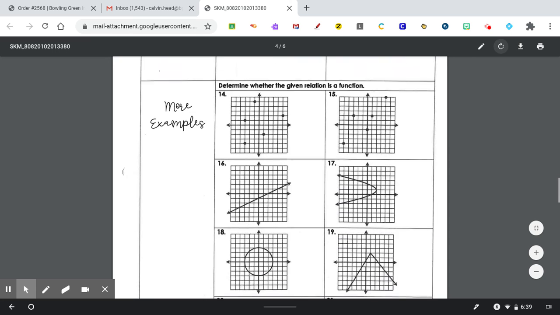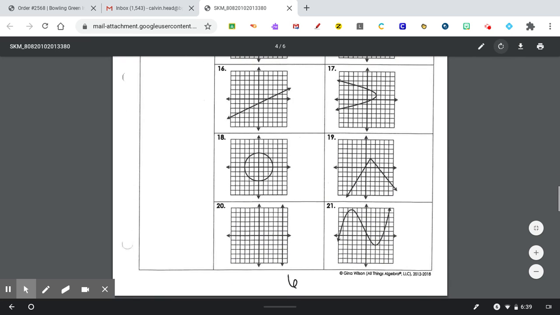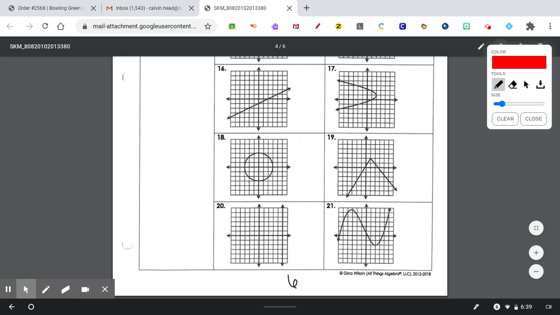Let's look at a few more of these. Basically, what you're doing is you're just drawing a vertical line and seeing how many times it intersects the line that's drawn on there. So this would be a yes because it only hits one time. But here, this would be a no, because it hits there, and it hits there again. If I draw that line, it hits there twice. So that's a no.